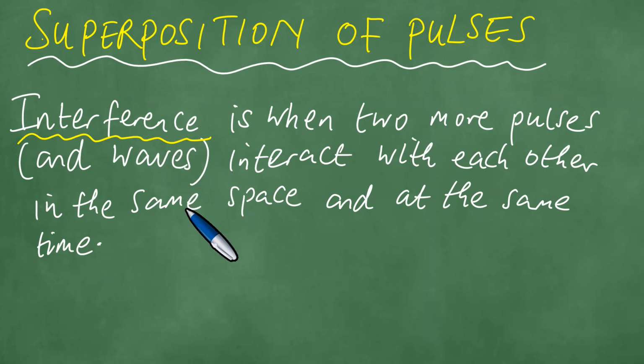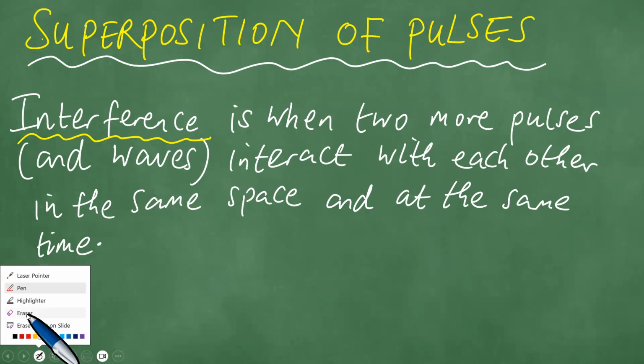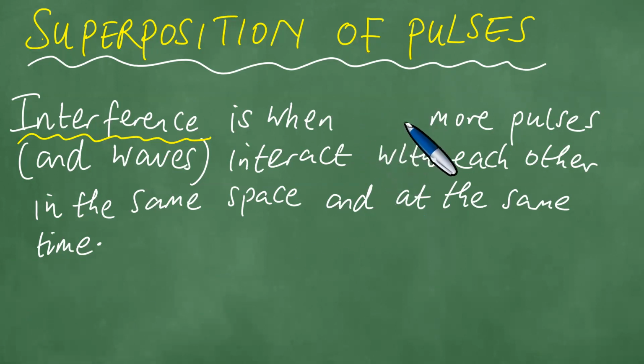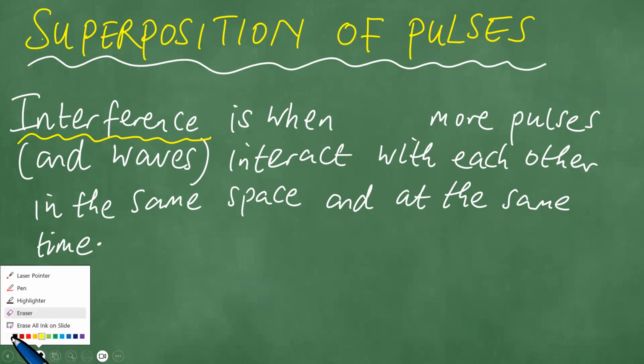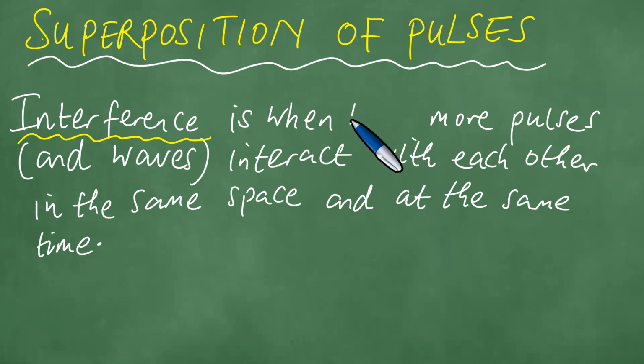So here, interference is when two or more pulses and waves interact with each other in the same space and at the same time.